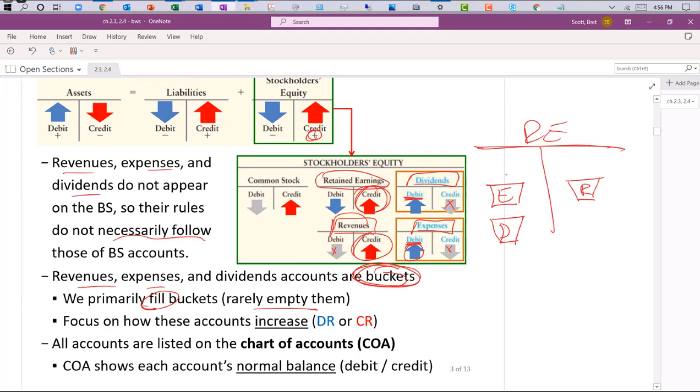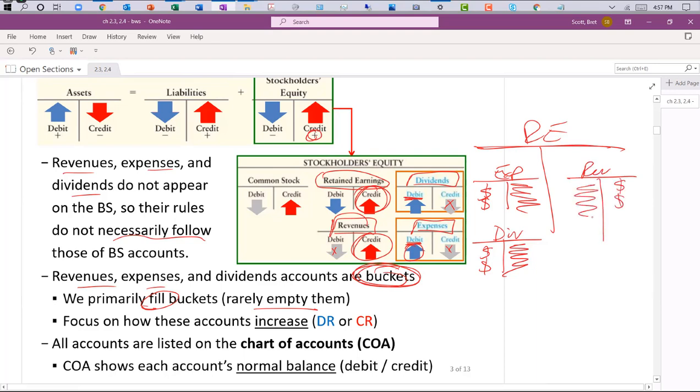So expenses, if you think about it, we're primarily just debiting expenses, rarely ever crediting them. Dividends, we primarily just debit those, rarely credit those. Revenues, primarily you see in revenue accounts credits, rarely do you see any debits. So they kind of act like these dummy accounts. They're just buckets that we fill up and then empty out into retained earnings later.